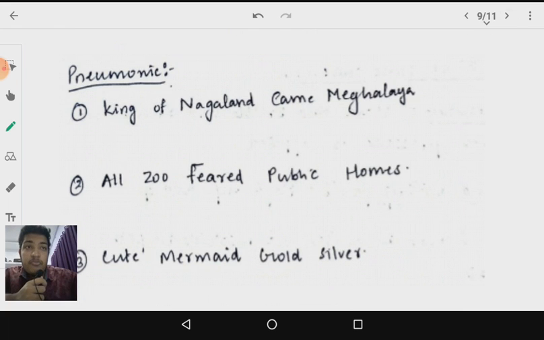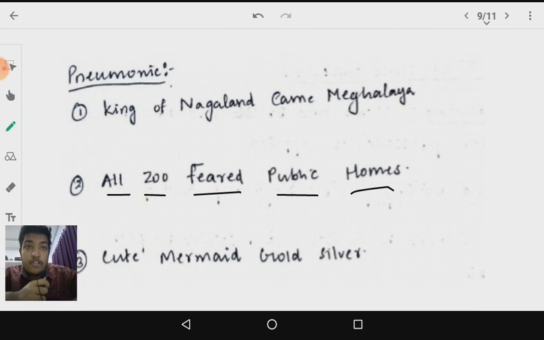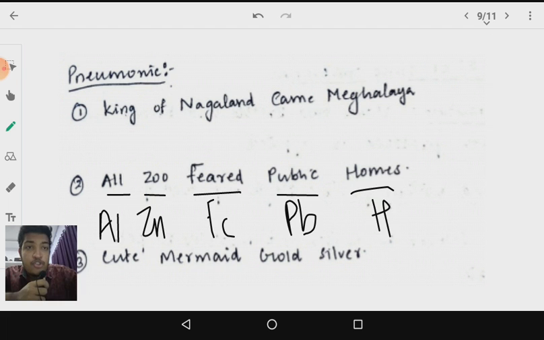Next, all Sioux feared public homes. All, that is aluminium, Zoo, so it is zinc. Next is feared, that is Fe. Next is public, Pb, and H, that is hydrogen. Home is hydrogen. So I will write it over here. This is Al, this is Zn, this is Fe, this is Pb, and this is hydrogen.